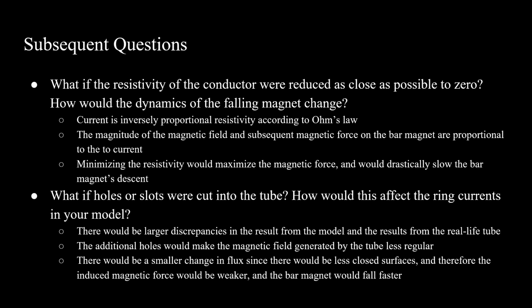If we cut holes in the tube, then there would be large discrepancies in the result between the computational model and the real-life tube, since the additional holes would make the magnetic field generated by the tube less regular. Likewise, there would be a smaller change in flux, since there would be fewer closed surfaces, and therefore the induced magnetic force would be weaker and the bar magnet would fall faster.